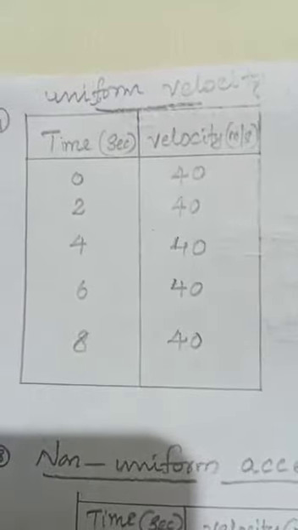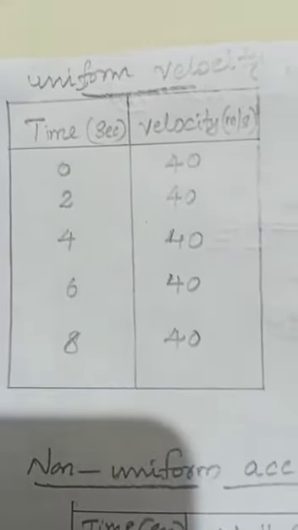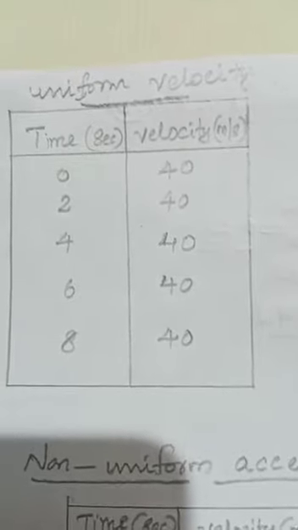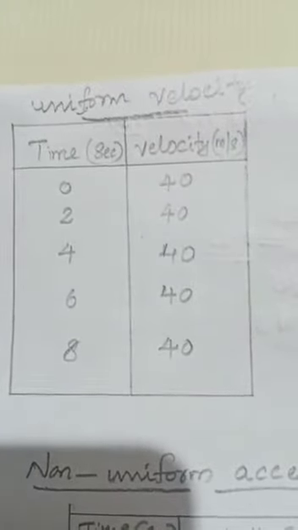Here I have drawn a column for uniform velocity. The time and velocity are also written. Listen, at zero time, the speed or velocity of the object was 40 meter per second. What does it mean? It is the initial velocity of the object, that means when the object is ready to start. When it's starting from the initial position, its velocity is 40 meter per second. And at the time 2 second, the velocity of the object was the same, 40 meter per second.